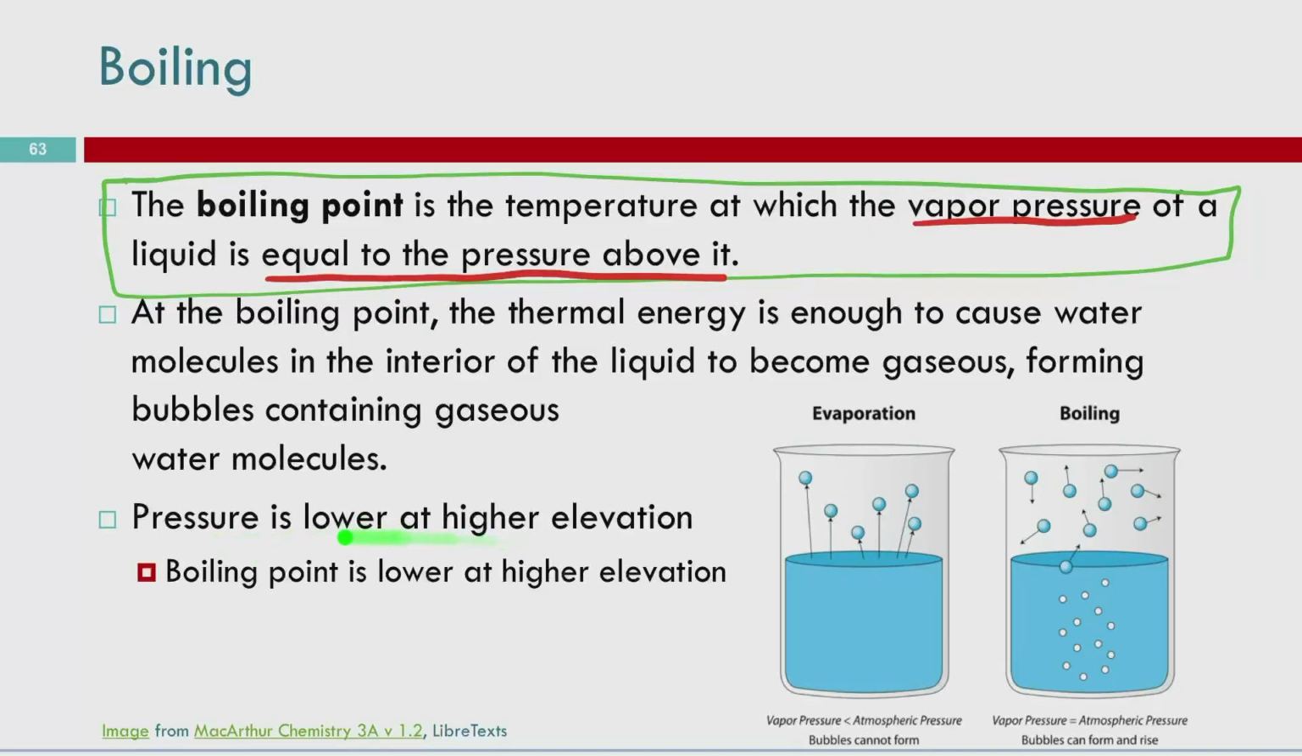Since the pressure is lower at higher elevation, the boiling point is lower at higher elevation. Does anyone know what a pressure cooker is? An Instant Pot? Pressure cookers cook things really fast. You may know that. You can cook beans way faster than normal. You can cook rice way faster than normal.